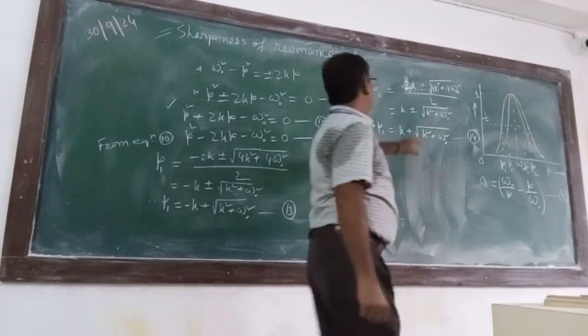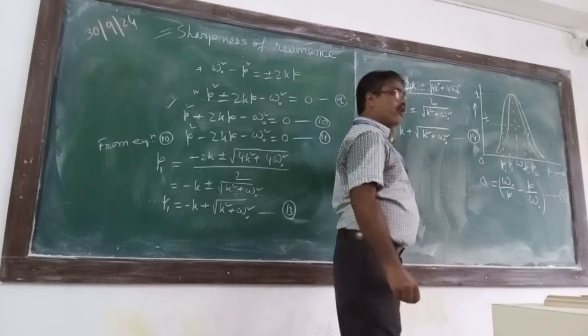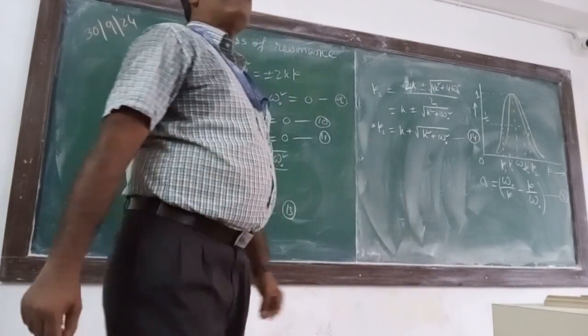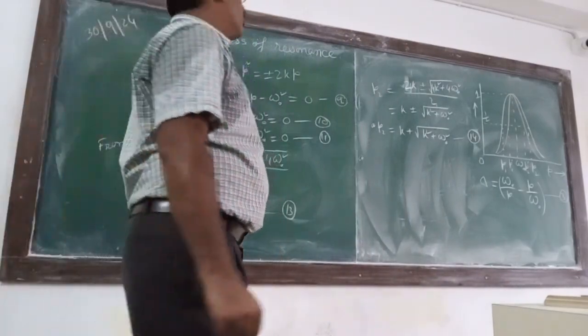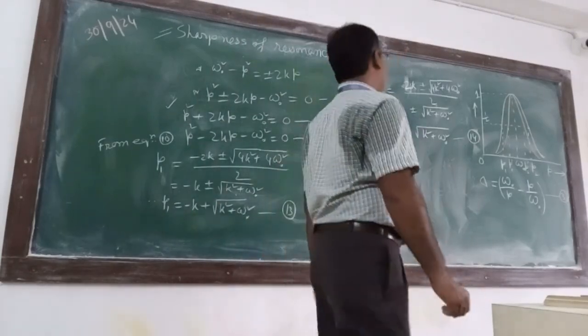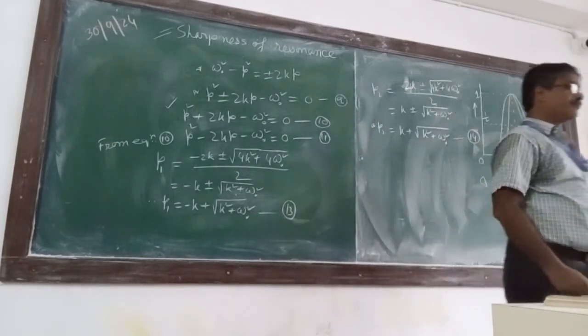Again, if this is minus, then this is greater than k, then P becomes negative, which is not possible. P, that is the frequency of the applied force, is never negative. Frequency is never negative. So we get P1 and P2.